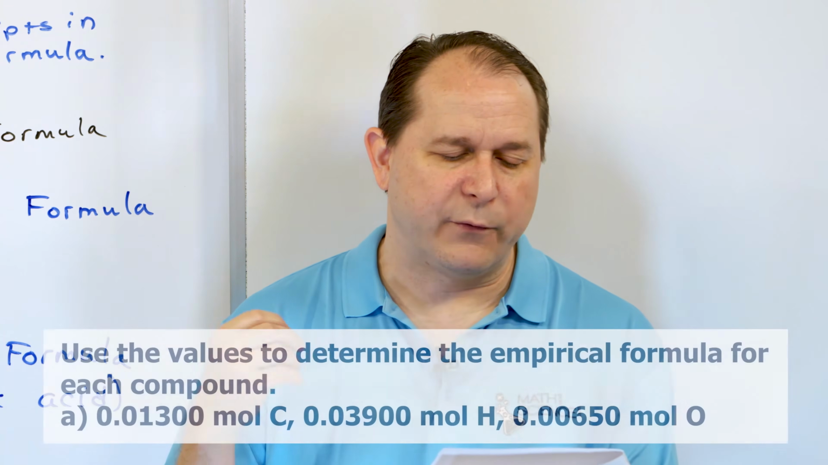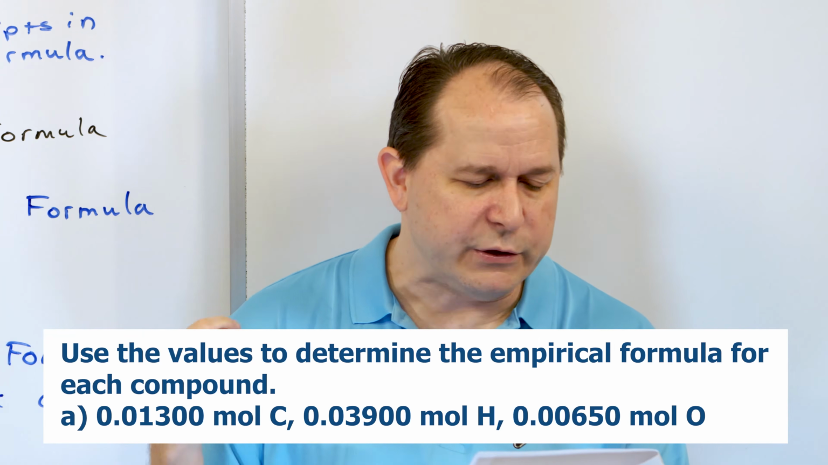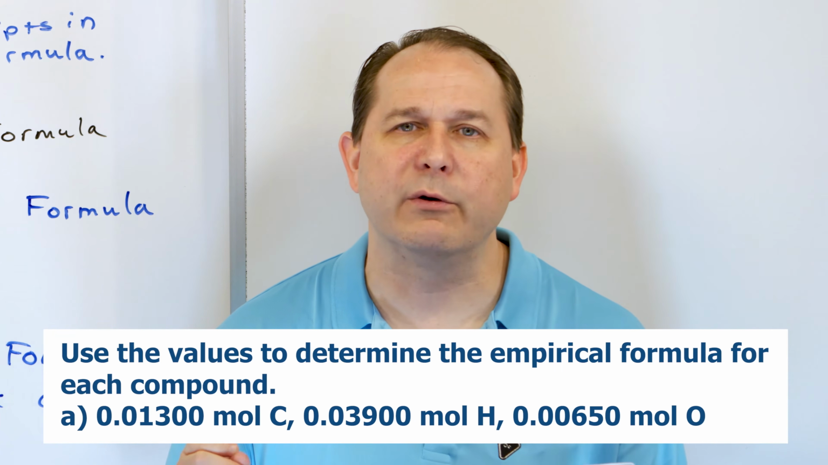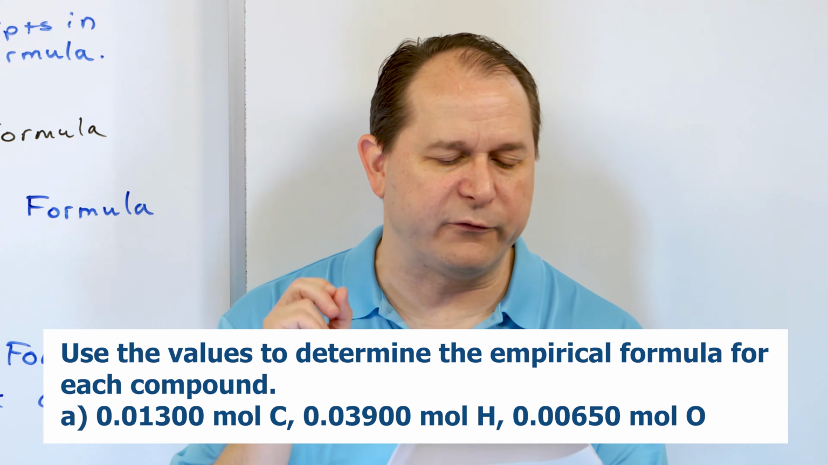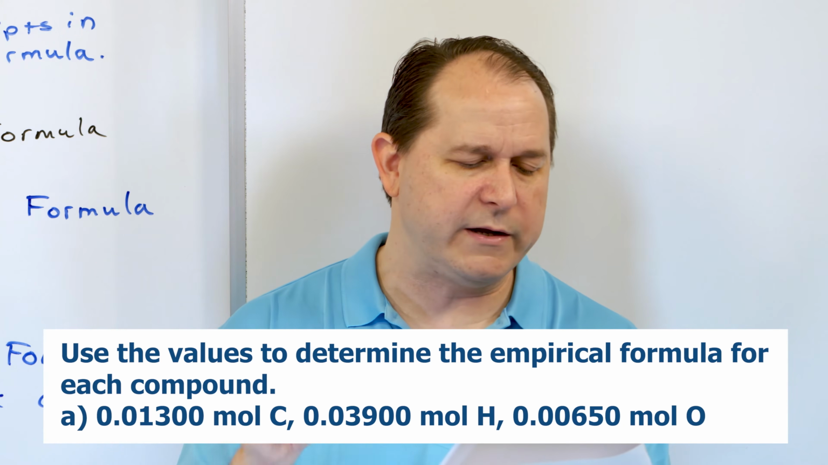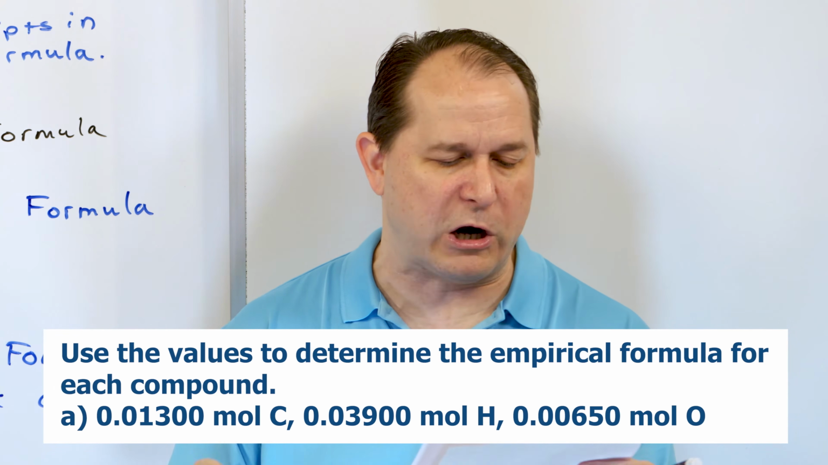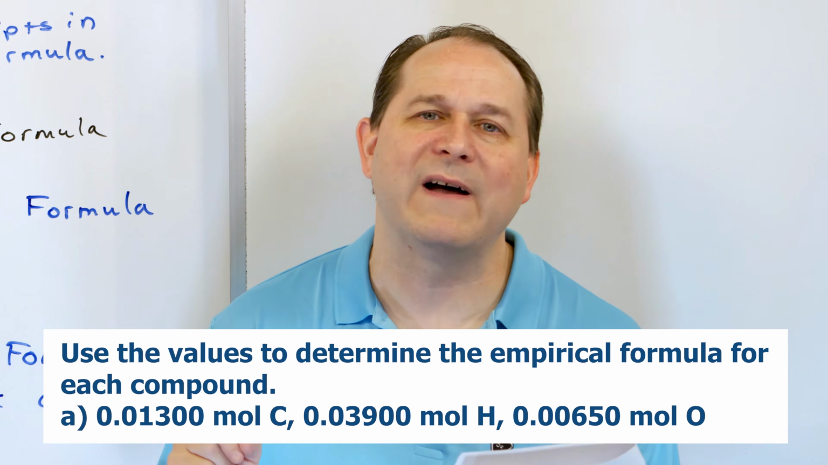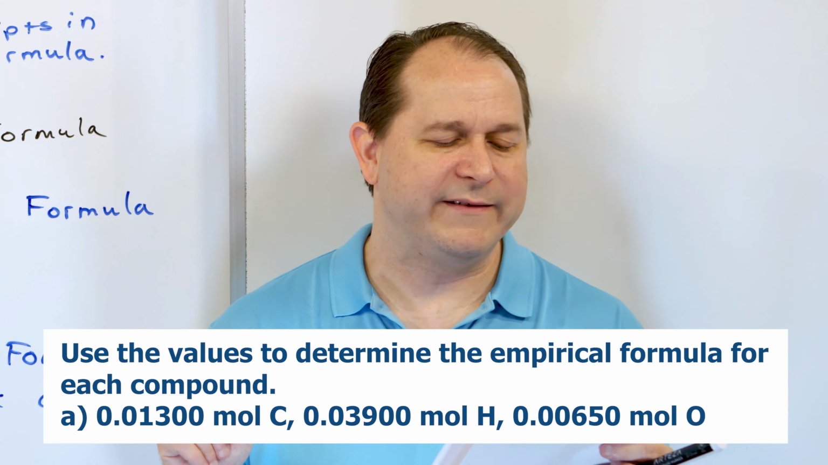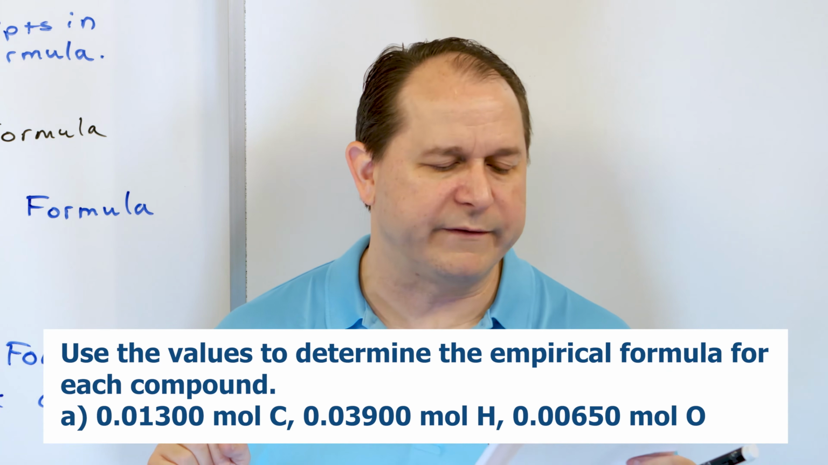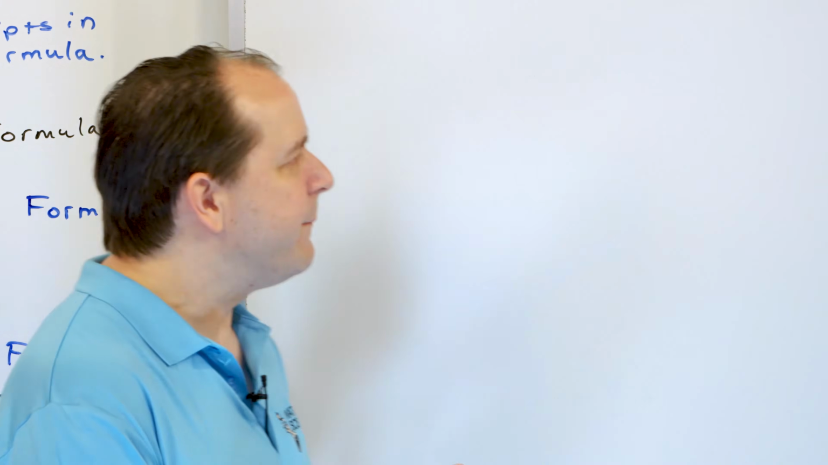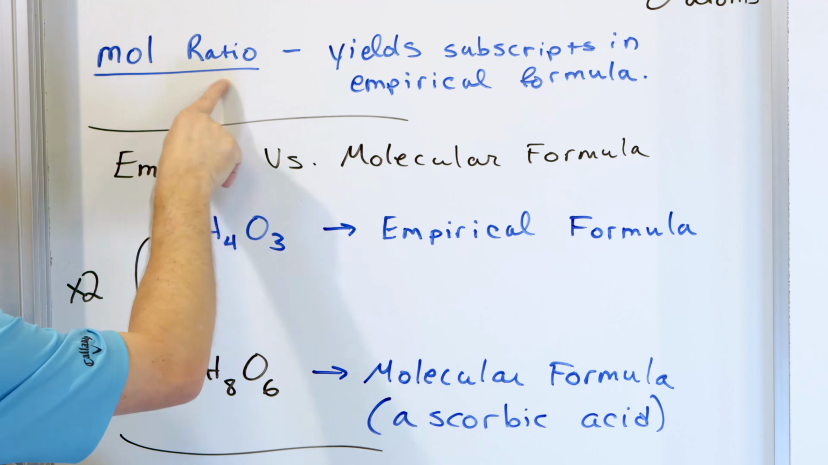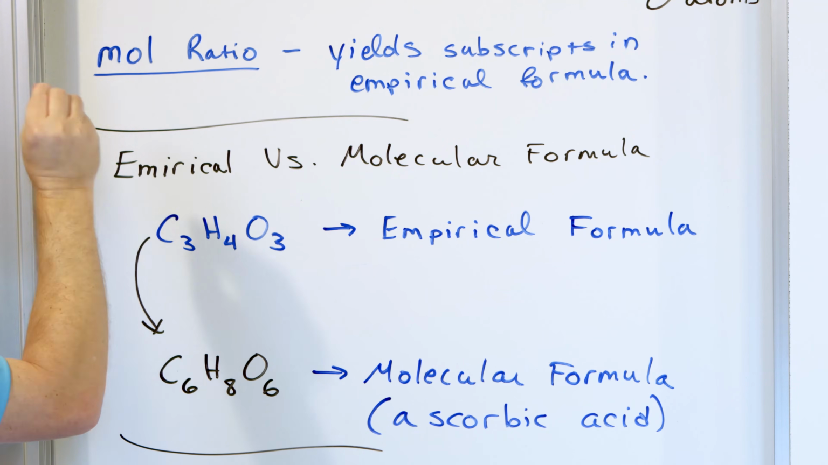Problem number 1 says, for the following compounds, use the values below and determine the empirical formula of each compound. So the first one is 0.01300 moles of carbon, comma, 0.03900 moles of hydrogen, comma, 0.00650 moles of oxygen.